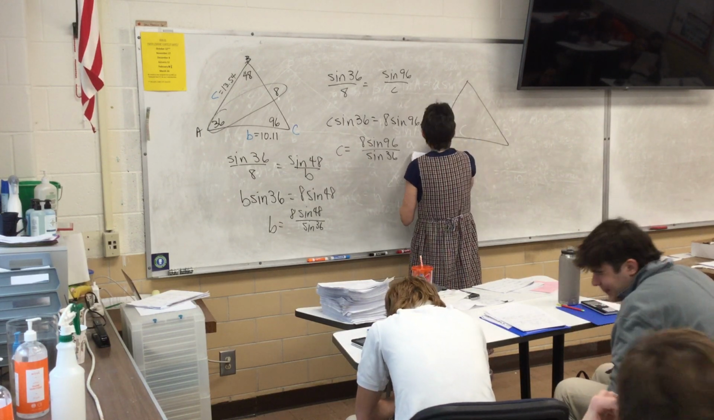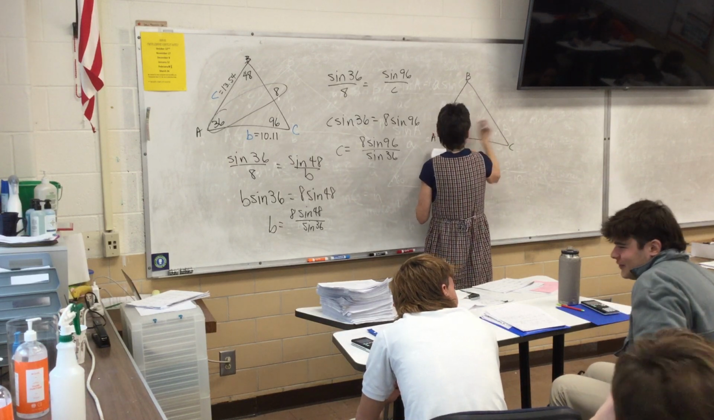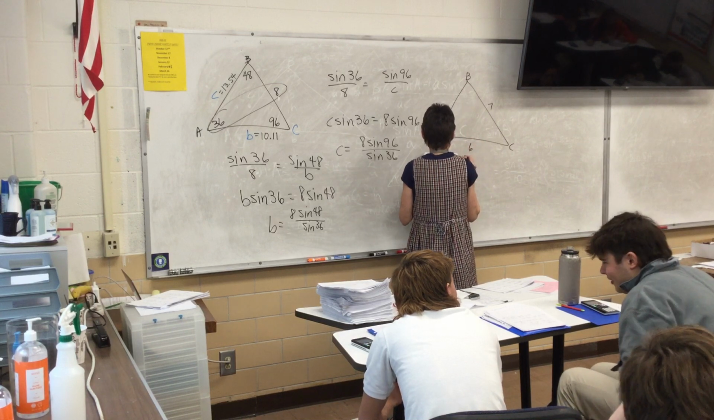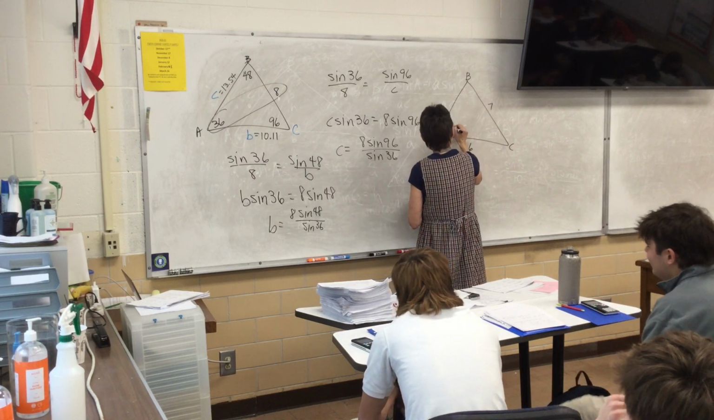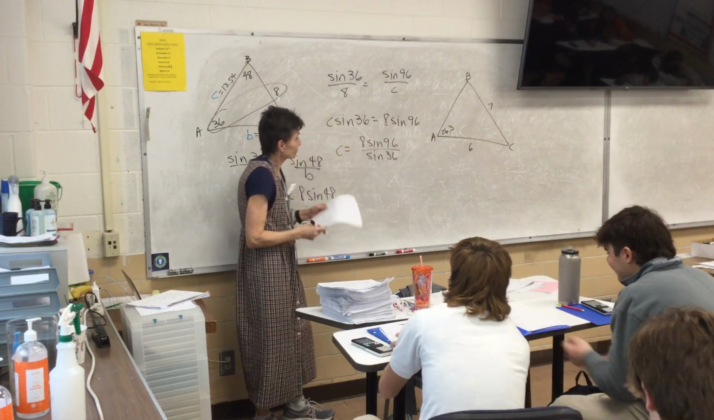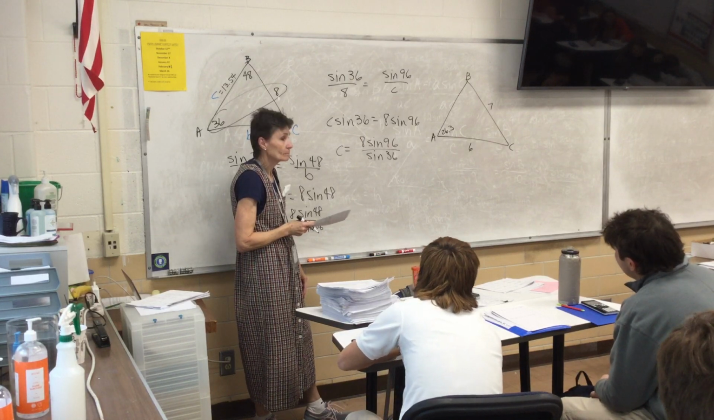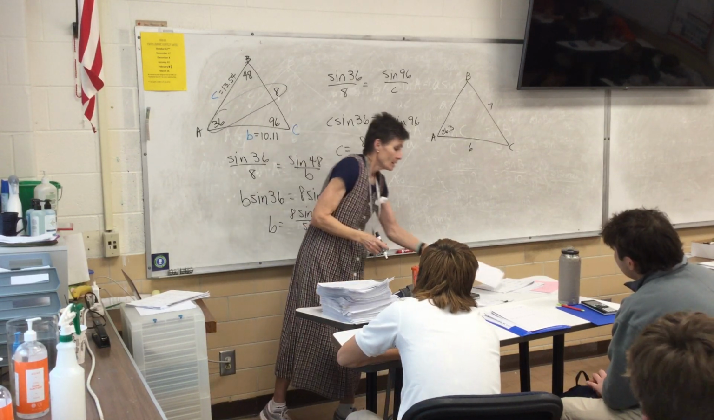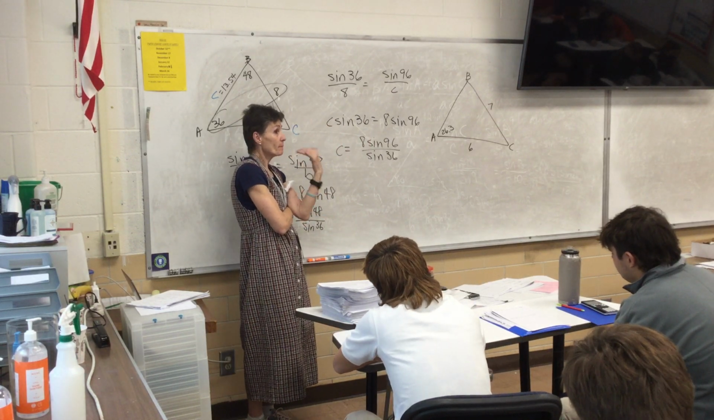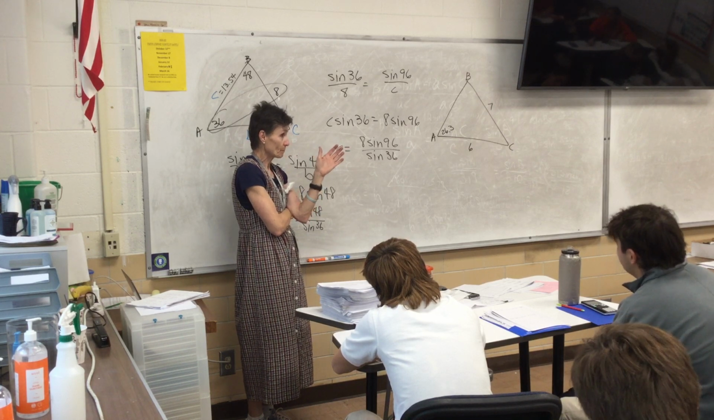Same thing, triangle ABC. Side A is 7, side B is 6, and angle A is 26.3. Now this one is going to be a law of sines problem, but there's a little bit of a difference. Do you see what it is?